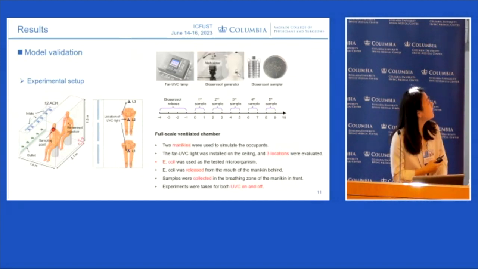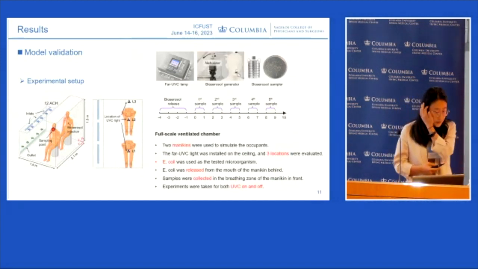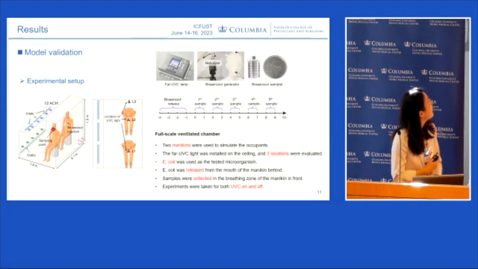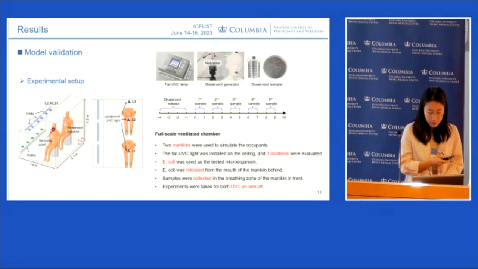To validate this model, we conducted an experiment in a ventilated chamber. We used two mannequins to simulate the occupants, and the Far-UVC light was installed on the ceiling at 3 different locations. The E. coli was released from the mouth of the mannequin behind, and the samples were collected in the breathing zone of the mannequin in front. The experiment was done for both UVC on and off.